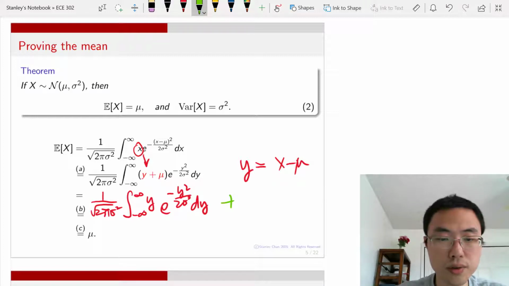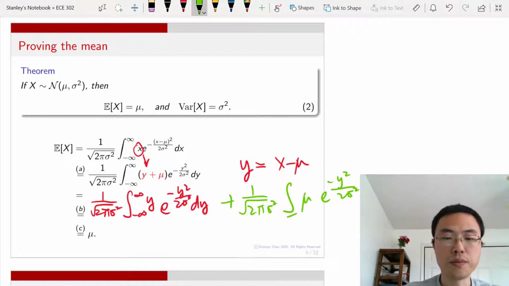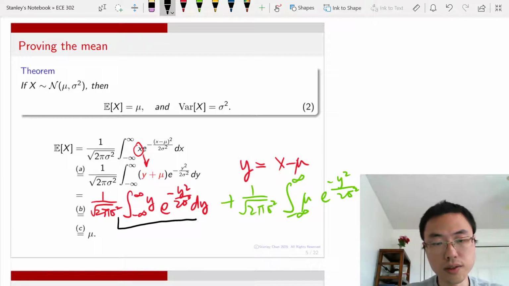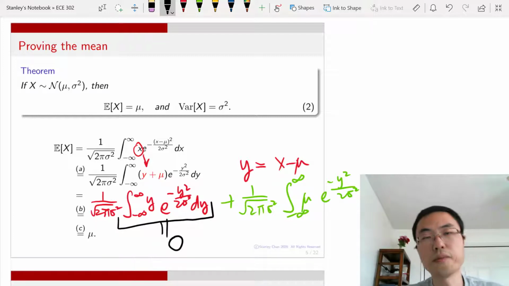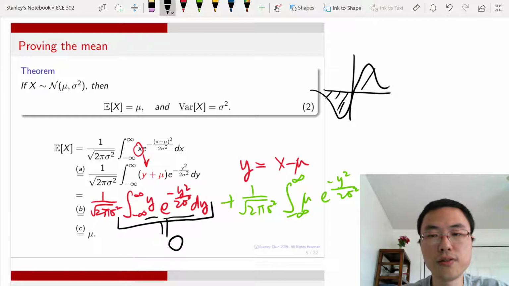Then you have the second part, which is 1 over root 2 pi sigma squared, integration, and then you have mu, and then e to the minus y squared divided by 2 sigma squared dy, from minus infinity to infinity. Now the magic is here. This is 0. Why? This is 0 because the function here is an even function. You multiply by y, and it becomes an odd function. It actually looks like this. If you integrate from minus infinity to infinity, that is 0. It's an odd function.